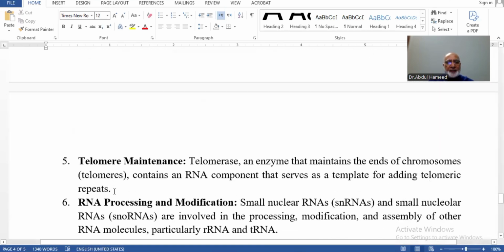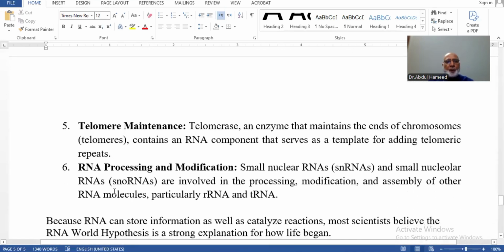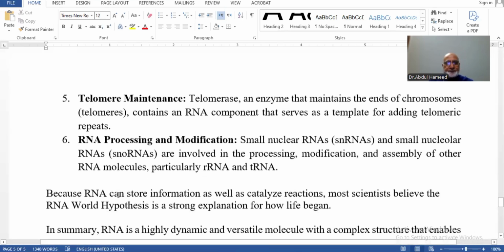So telomeric maintenance: telomerase, an enzyme that maintains the ends of chromosomes, the telomeres. We know the size becomes lesser and lesser due to repeated cell division, but the enzyme is responsible to add on more nucleotides. It contains an RNA component that serves as a template for adding telomeric repeats.